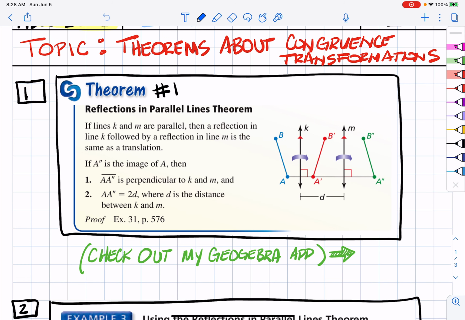Theorem number 1, it's all about the reflections in parallel lines theorem. Okay, so here is what it says. I'll try my best to explain it to you, and then I'll show it to you on GeoGebra, and then we'll do an example. I'll show it to you in pictures first.